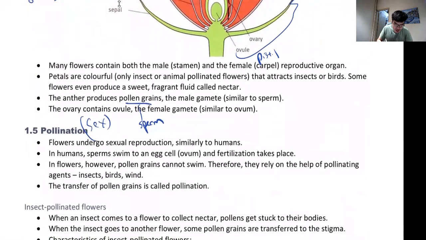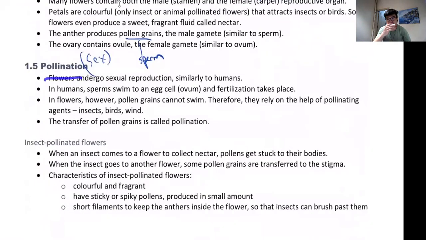All right, so let's look at pollination. Pollination is the sex of flowers, when flowers have sex. Like I said just now, flowers cannot move, so they cannot have sex. So what they do is, by the way, the sex is called pollination. Flowers undergo sexual reproduction similar to humans. In humans, sperms swim to an egg cell or the ovum, and fertilization takes place. You know this already. Fertilization is 受精, when the sperm and ovum fuse together.